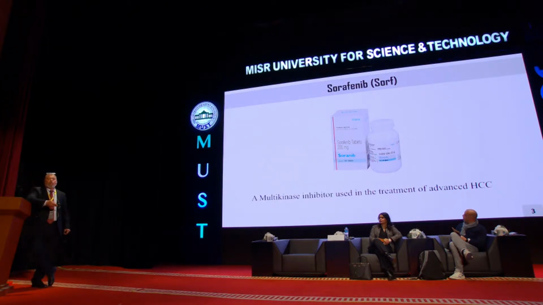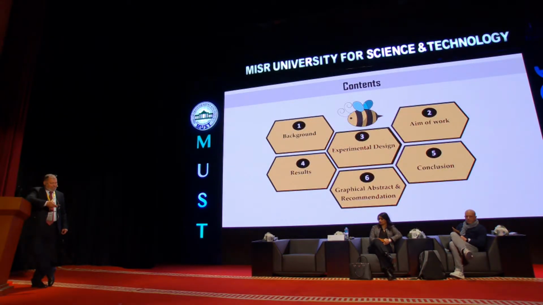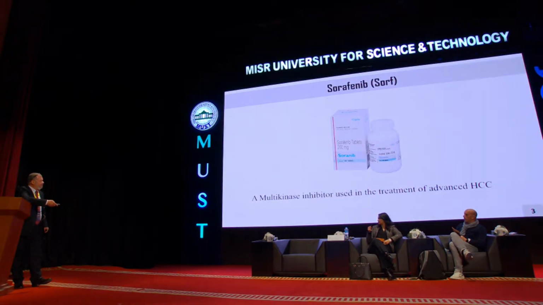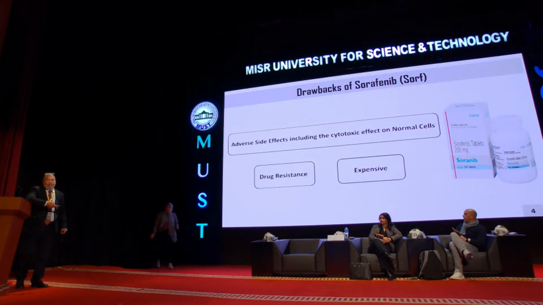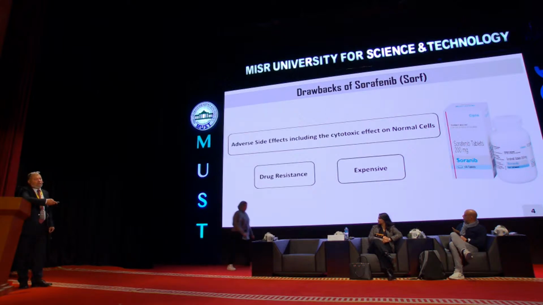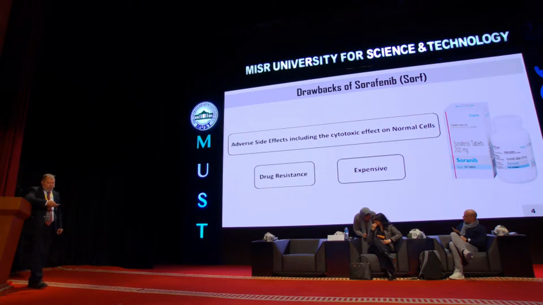Actually, hepatocarcinoma is treated with one of the FDA-approved drugs, which is sorafenib, considered a multi-kinase inhibitor. But as you know, toxic drugs or chemotherapeutic drugs always have many adverse side effects, including drug resistance and very harsh side effects on normal cells.